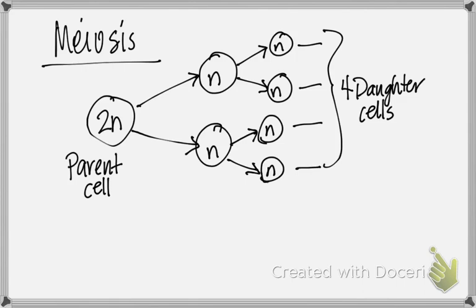What can you tell me about the chromosome number in each of these daughter cells? How is it compared to the original parent cell? What's happened to it? It was 2n in the parent cell, and now it's just n. If you had to describe to somebody what happened to your number of chromosomes, what would you say? They disappeared.